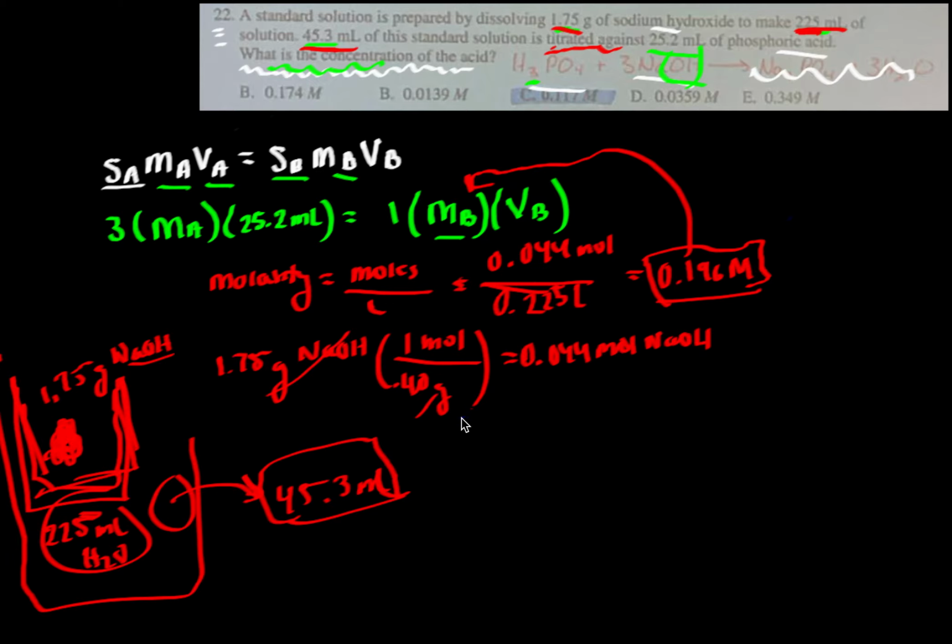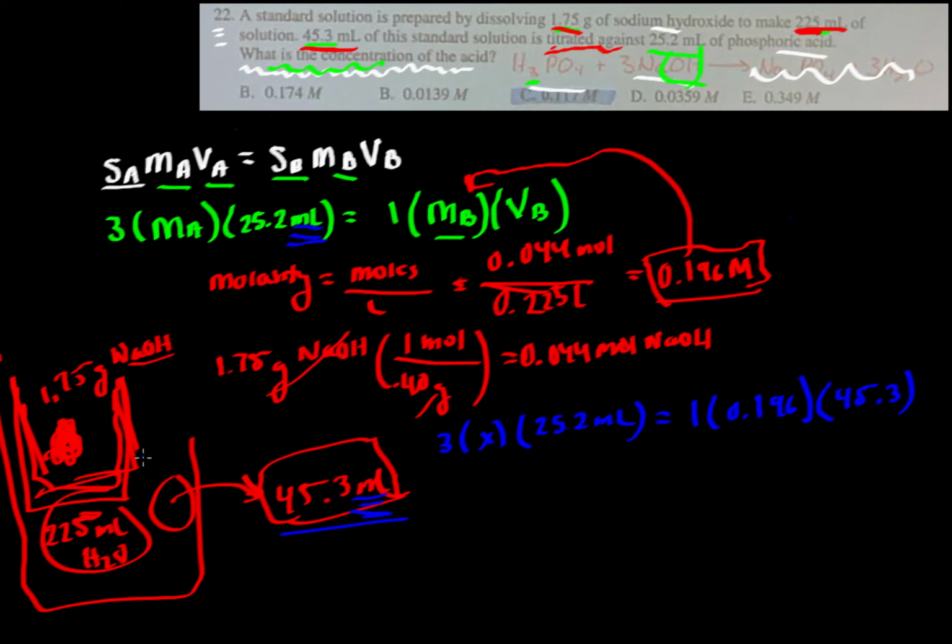Let's rewrite the whole thing. 3 times our unknown times 25.2 milliliters. I should point out that it doesn't matter if you use milliliters or liters, just make sure you're consistent. I use milliliters on the left, so I have to use milliliters on the right. Times 1 times our 0.196 times this guy, 45.3. Now hopefully, if I did everything right, it should be just simple algebra.